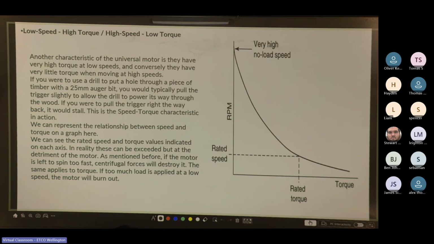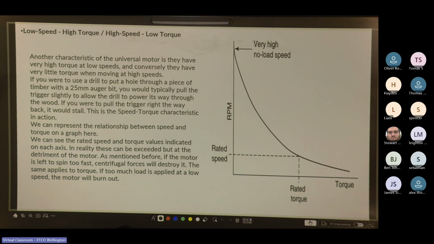If we use a drill to put a hole through a piece of timber with a 25 mil auger bit, you would typically pull the trigger slightly to allow the drill to power its way through the wood. If you were to pull the trigger right the way back, it would stall. This is the speed torque characteristics in action. We can represent the relationship between speed and torque on a graph here. We can see the rated speed and torque values indicated on each axis. These can be exceeded, but at the detriment of the motor.